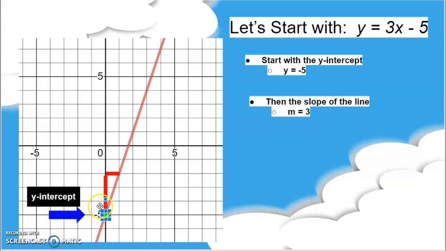So we first start with rise, because we have to rise before we can run, and we go up 3. 1, 2, 3, and over 1. And we place another dot. And we keep going all the way up, placing dots as we go with the slope. So 1, 2, 3, over, all the way up, because remember these lines go on for infinity. You only have to place 3 for right now, so just 3 dots and you're fine.